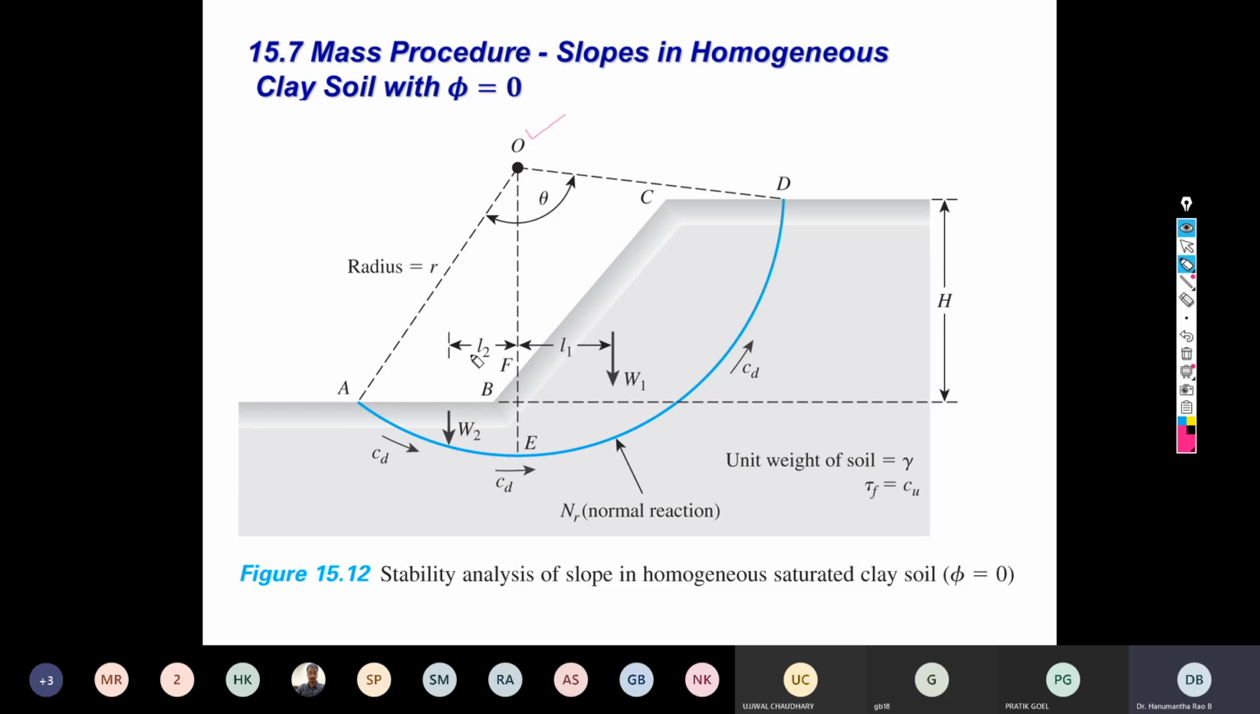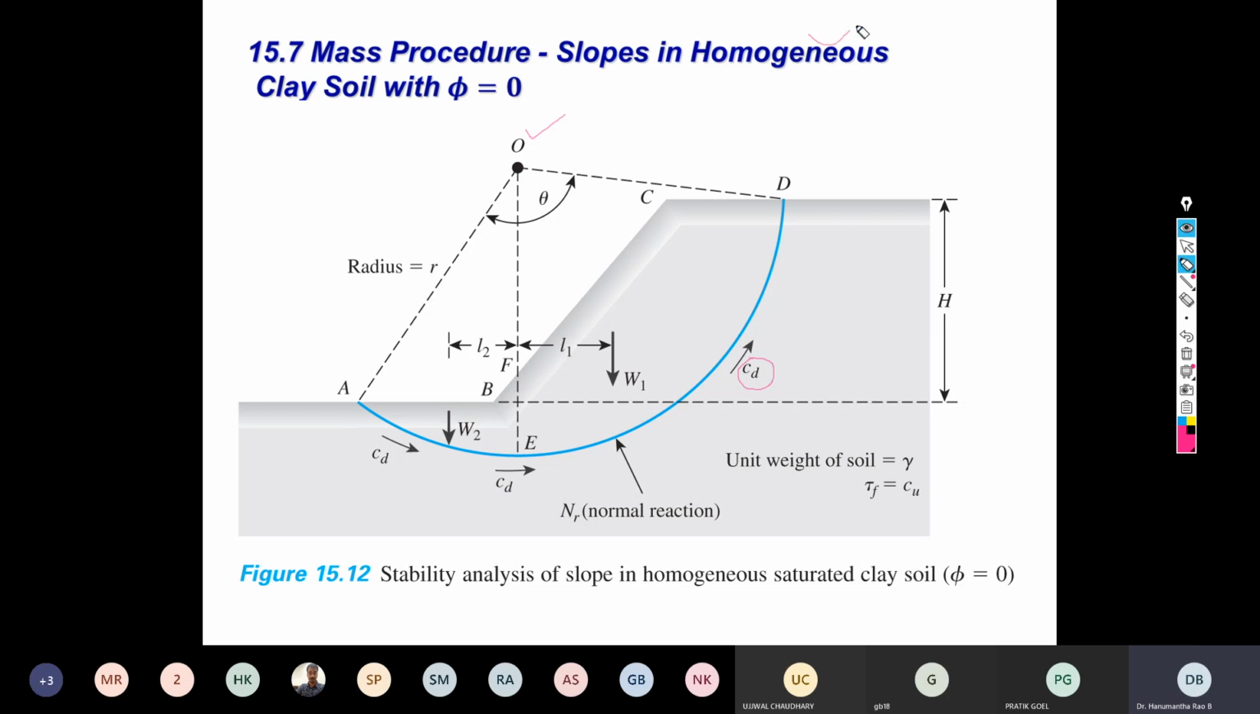But there are some methods which consider force and moment together, and some methods which consider exclusively only the force equilibrium. This is up to you, and this is how different methods have been evaluated. In this method, try to understand that W1 and W2 are causing shear stress on the soil mass, and the CD, which is nothing but the shear strength developed all along the failure plane, is in the direction opposite to the direction of the shear stress.